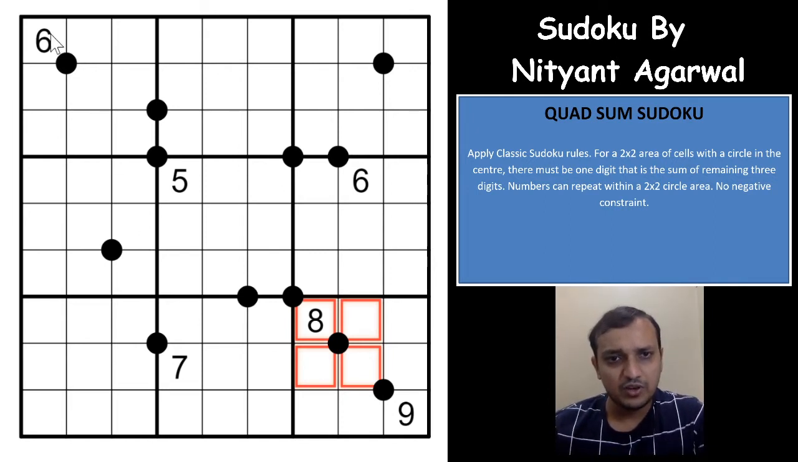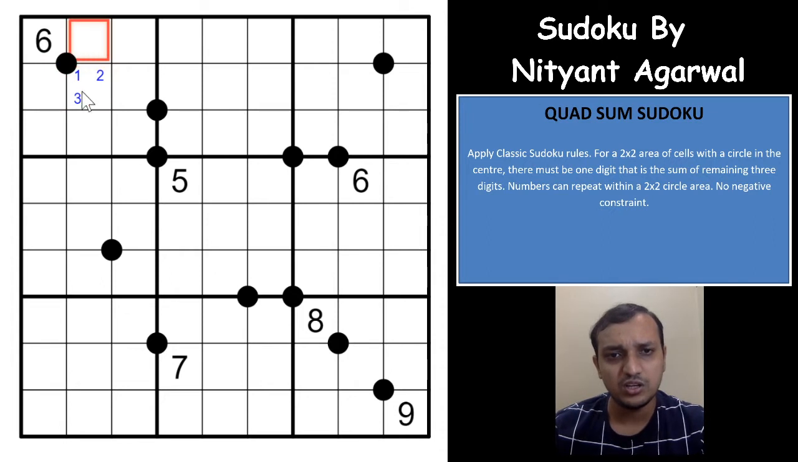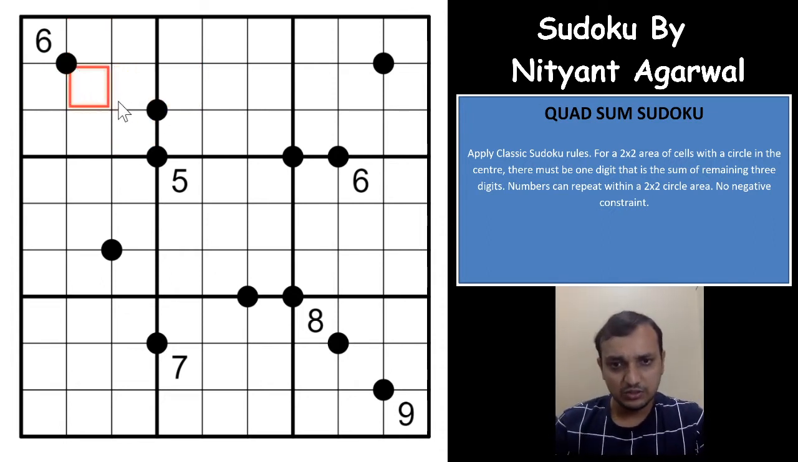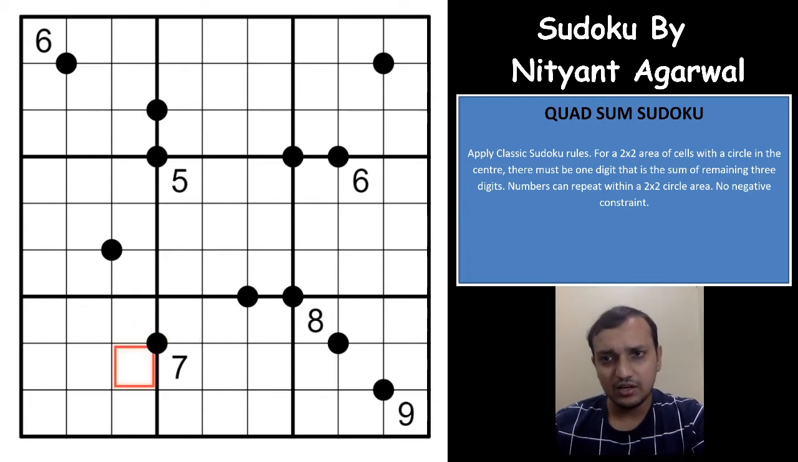So for example, if you have a 6 here, these 3 digits can be 1, 2 and 3, right? So 1, 2 and 3 gives you 6. So there should be a digit within these 4 cells that is the sum of the other 3 cells. You can have a 7 here with 1, 1 and 5 here, or you can have a 1, 2 and a 4 here, something like that, right? And the other rule is that numbers can repeat within a 2 by 2 area if they are allowed by the classic rule. So if you have an 8 here, you can have 2, 2 and 4 here, right? So these 4 cells will form the exact constraint.